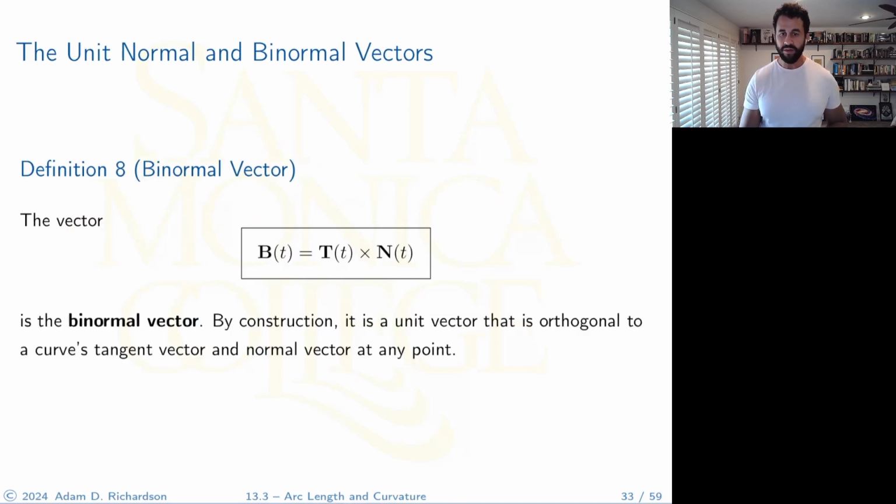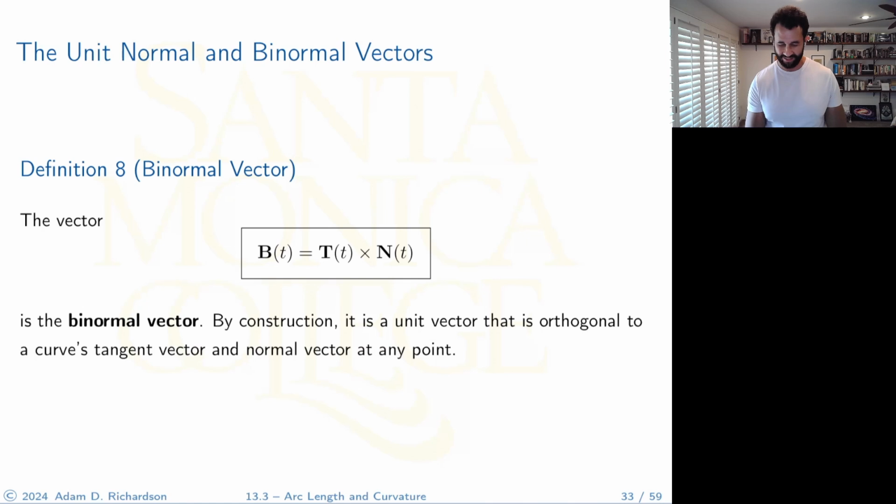All right, here we go. So what is the binormal vector? The binormal vector is what you get when you cross the unit tangent vector and the unit normal vector. That's what it is. So that's called the binormal vector. So by construction, it's a unit vector that is orthogonal to both a curve's tangent vector and normal vector at any given point.